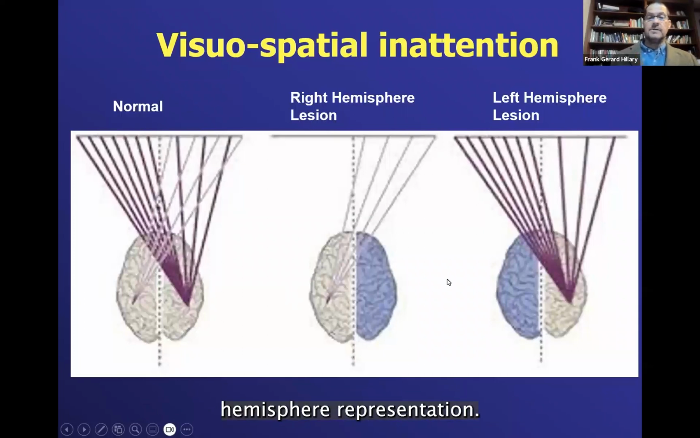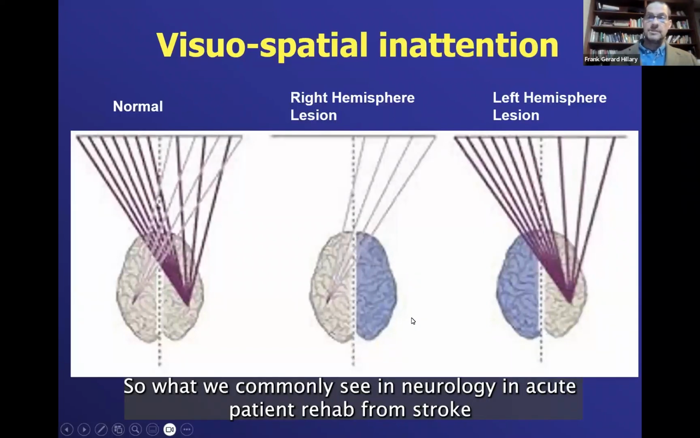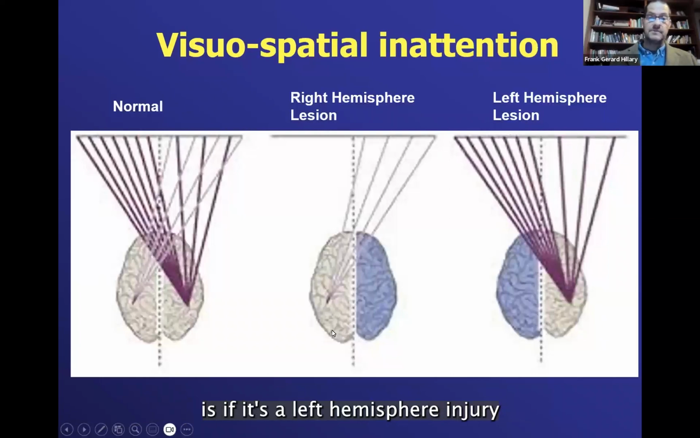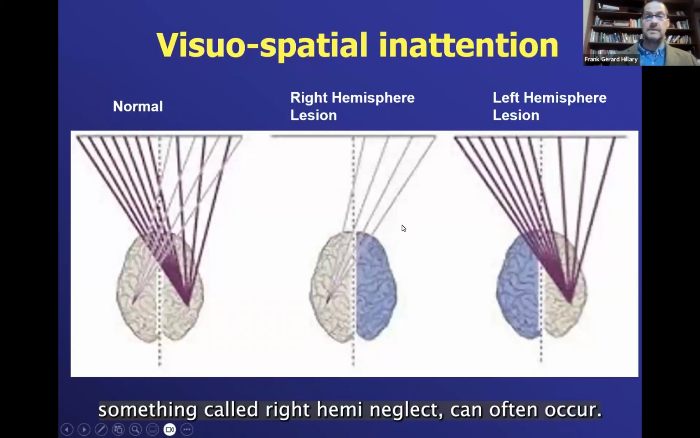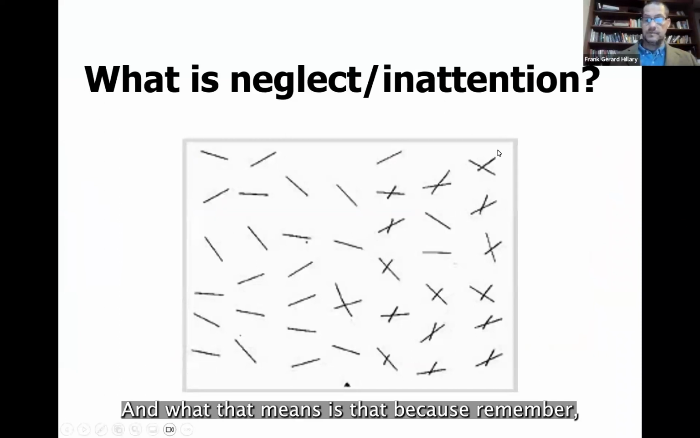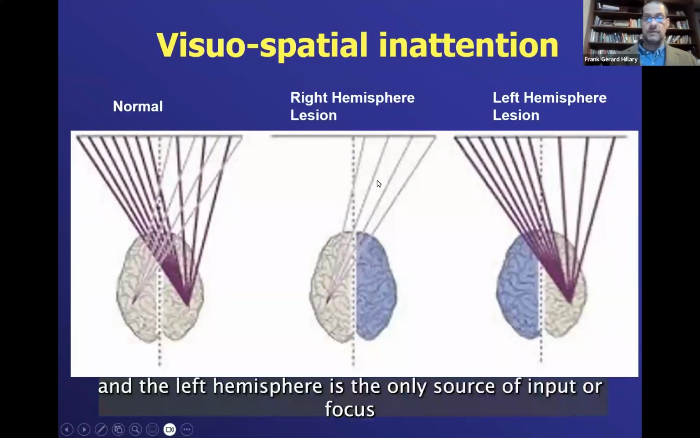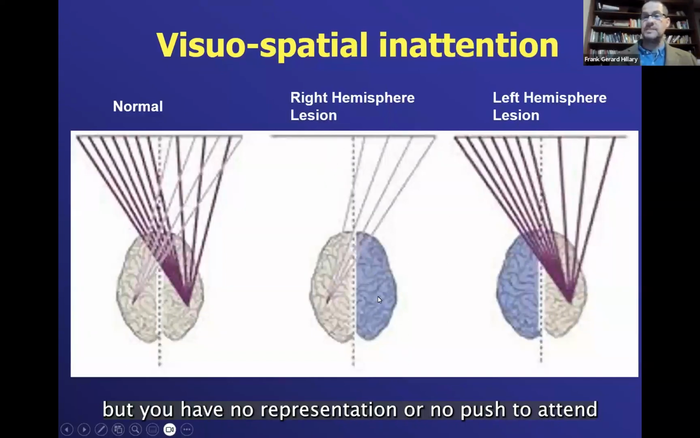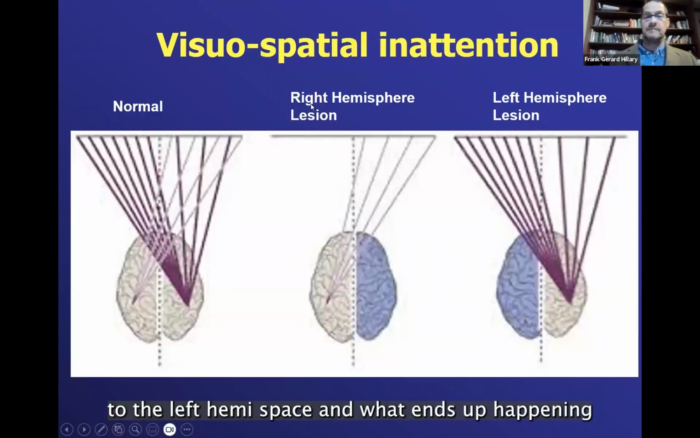So what we commonly see in neurology, in acute patient rehab from stroke, could be traumatic brain injury or other source of injury to parietal systems, is if it's a left hemisphere injury, something called right hemi neglect can often occur. And what that means is that because, remember, if the right hemisphere is removed and the left hemisphere is the only source of input or focus, it's not that you can't see what's over here, but you have no representation or no push to attend to the left hemispace.